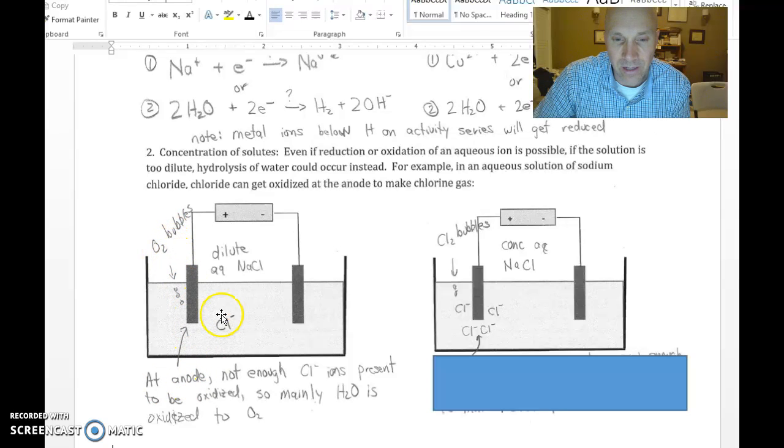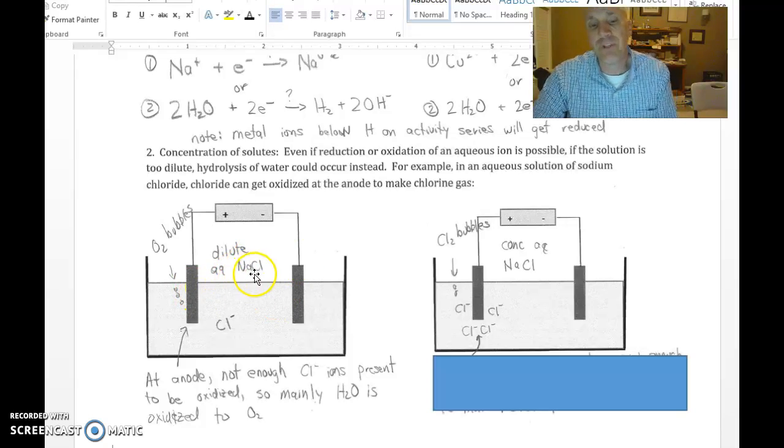All right. And when this is really dilute, there just aren't enough of these chloride ions present around the electrode for there to be any significant oxidation of the chloride ions. All right. So at low concentrations of sodium chloride, you're going to have mostly water that's being oxidized. All right. And that's why you would see mostly oxygen bubbles being formed there.